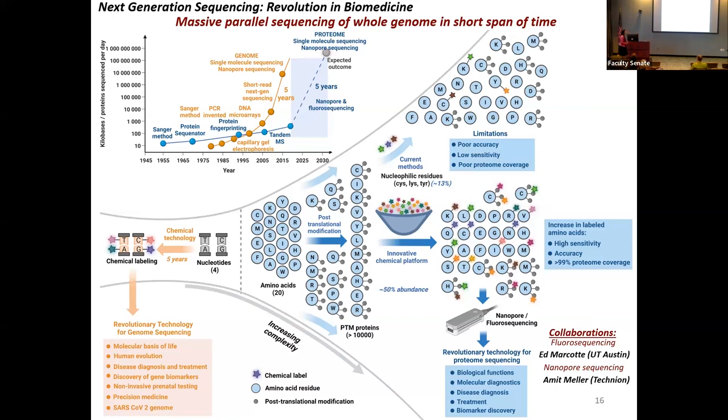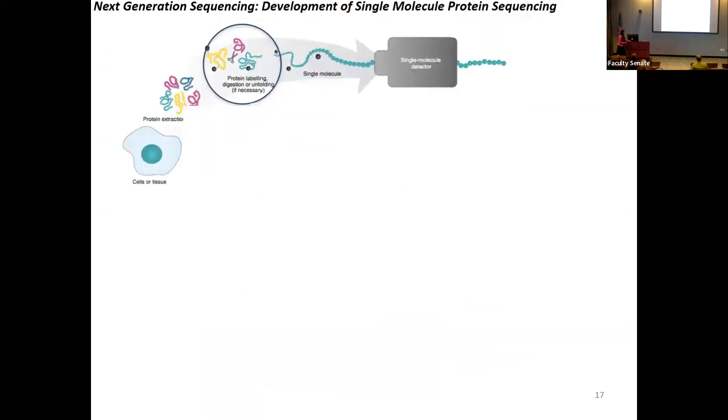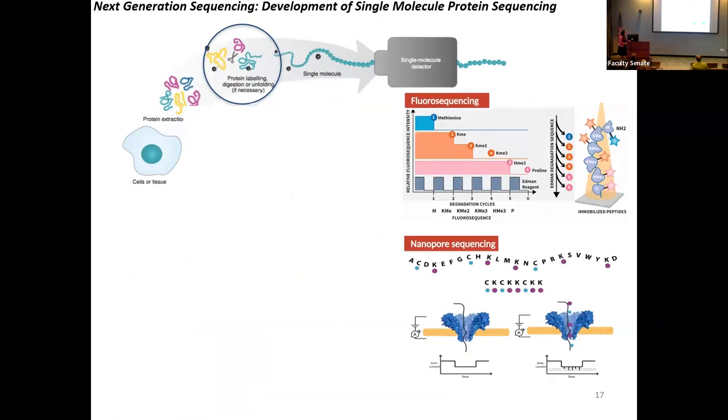And that's what this technology is about: how we can develop methods by adding to or modifying these amino acid residues. I just want to mention these two technologies, in case you're not aware of what fluorosequencing and nanopore sequencing are. Basically, these two technologies involve extracting the proteins from the cell, labeling the proteins with a variety of different groups, and then using a particular detector. For fluorosequencing, as the name indicates, you attach a fluorophore and look at the different colors, whereas for nanopore sequencing, you look at the change in the current.